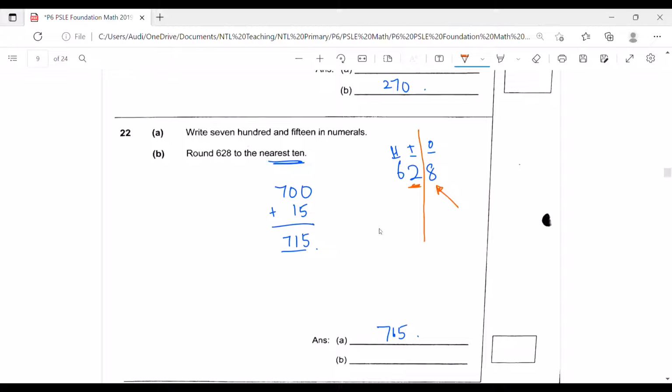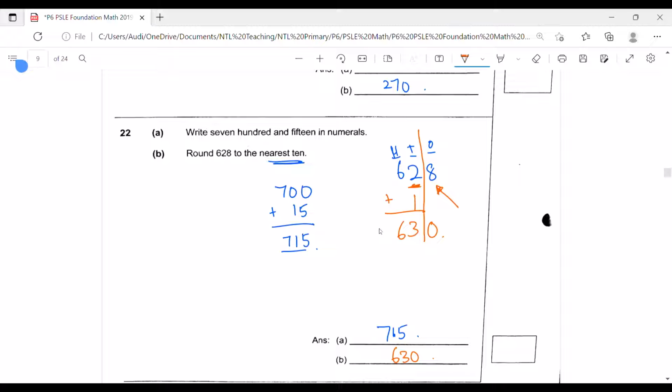The number that the arrow is pointing to, if it is 5 or more, then in this instance, this is 8, and 8 is more than 5, right? So we will do this. Put a 1 below, add this up. So 6, 3, and then we just add a 0 here. So this is 630. This is our answer.